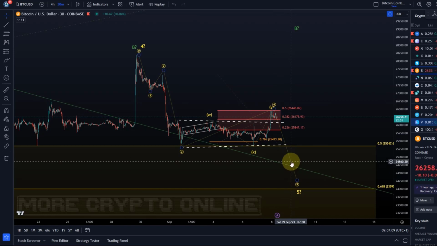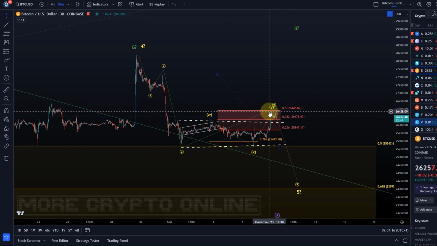Resistance has been communicated as 26,450. So far it did hold. As you can see, it's relevant because the market is respecting it. However, as I said, one more high and it's going to be something different, because a wave 4 should normally not break above, in this case, the 50% retracement level.